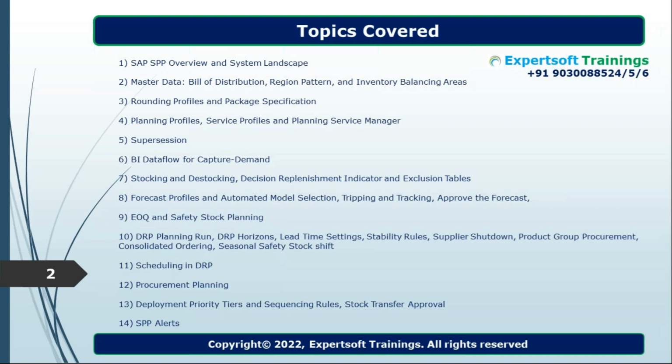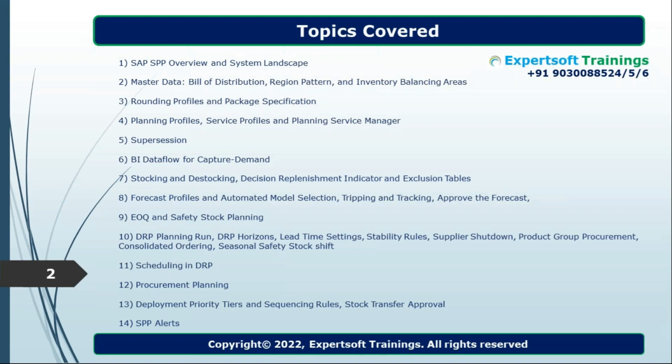So these are the topics I'm going to cover. SPP overview, what the different system landscapes involved are, and what the different master data are. The bill of distribution is the major one, then region pattern, inventory balancing area, rounding profiles, pack specs. These are some of the master data terminology used in SPP. Then planning profile and service profile, which are the planning engines used in SPP. Then of course supersession, one of the great and complex features provided by SPP.